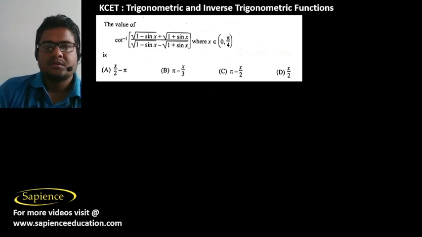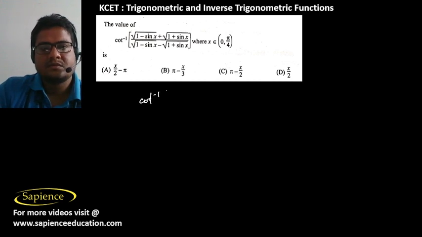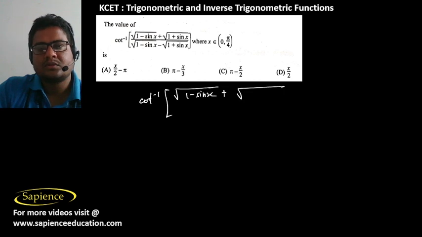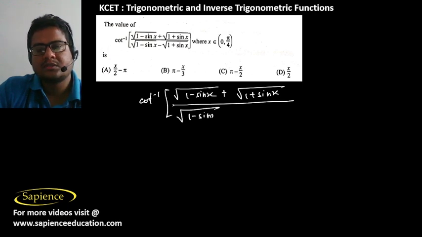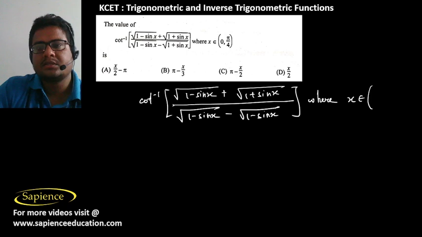Then here it is told to find the value of cot inverse of (root over 1 minus sin x plus root over 1 plus sin x) divided by (root over 1 minus sin x minus root over 1 plus sin x), where x belongs to 0 to pi by 4.